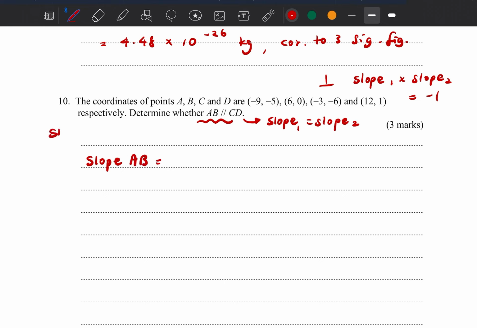So in here I have to find my slope. Slope AB. Quite a lot of you forgot the formula. Some of you found the distance for me. I don't want a distance, I want a slope. And slope should be y1 minus y2 over x2 minus x1. So for AB here, look at the numbers they gave you.